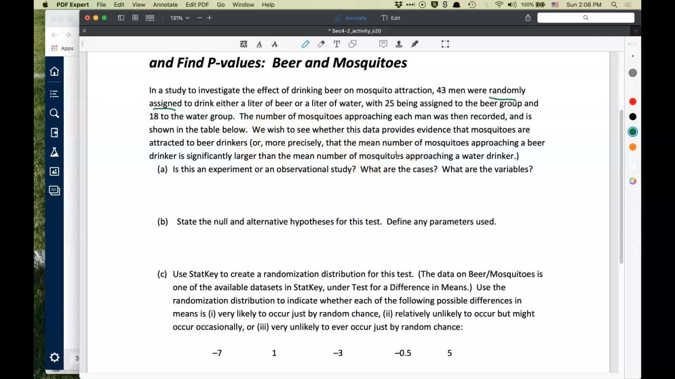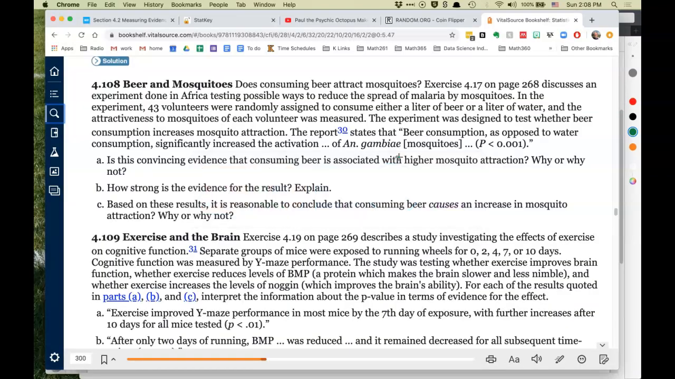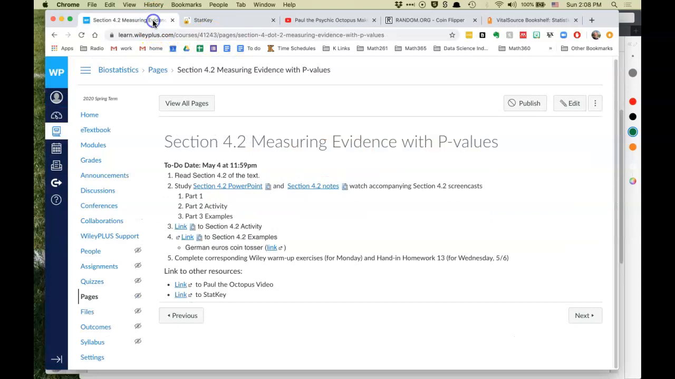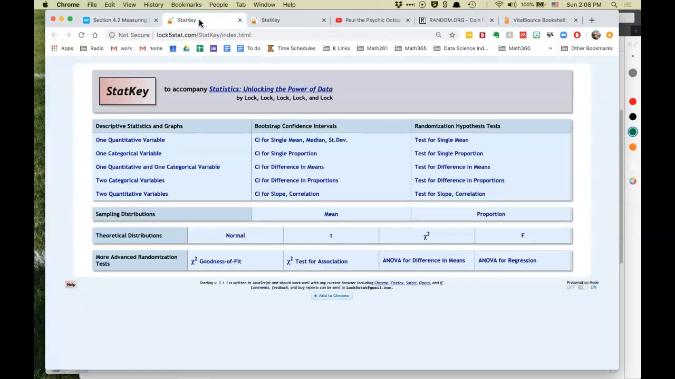Now it turns out you can find that data in StatKey, so I'll show you how to get there. So let's go over here to look at the links again. One of the links down below is to StatKey, or you can pretty much Google it, StatKey, with the Lock 5 book. But I'm going to click here, and then it opens StatKey up. And so this is the interface to get to all the applets that come with the textbook, called StatKey to accompany this book. So now let's look over here, the randomization hypothesis test.